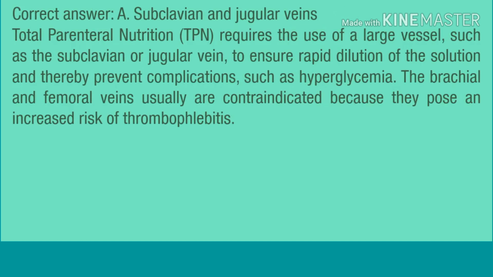Correct answer, A. Subclavian and jugular veins. Total parenteral nutrition, TPN, requires the use of a large vessel, such as the subclavian or jugular vein, to ensure rapid dilution of the solution and thereby prevent complications, such as hyperglycemia. The brachial and femoral veins usually are contraindicated because they pose an increased risk of thrombophlebitis.